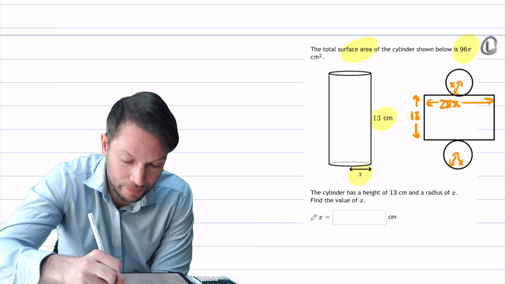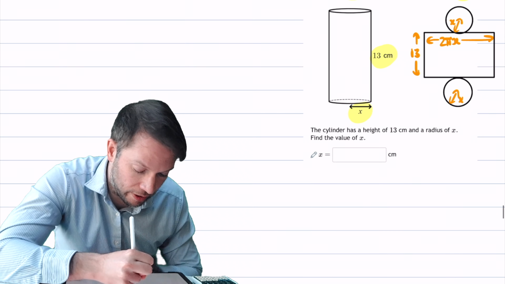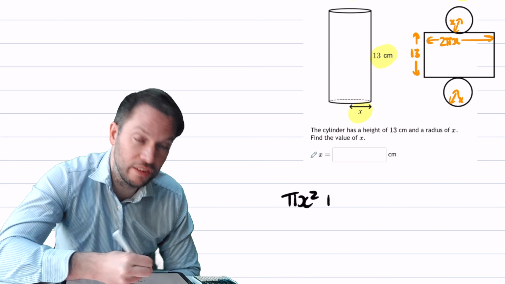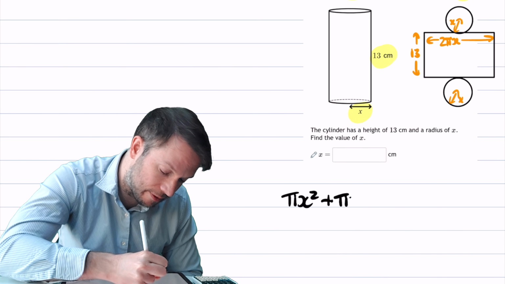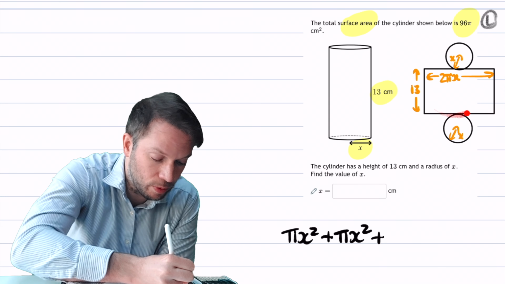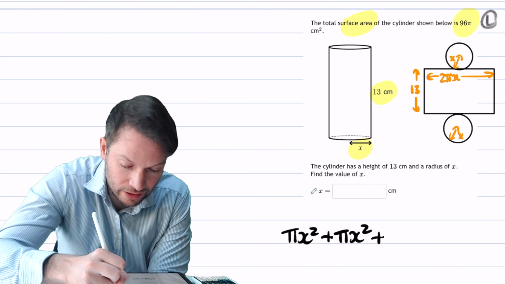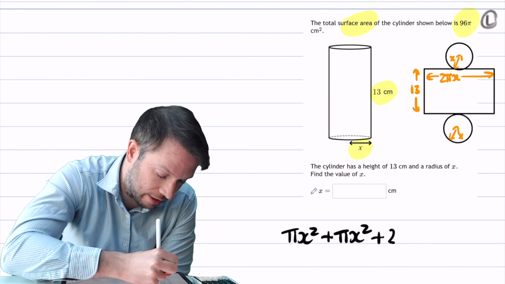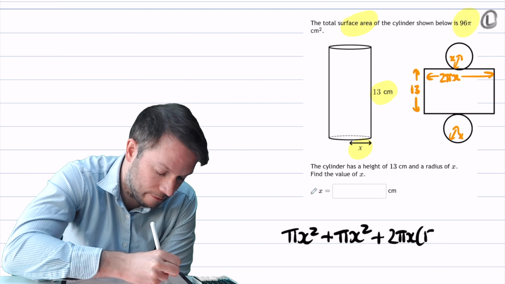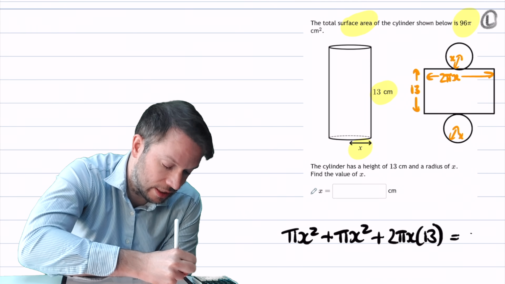So let's do that. We've got a circle up here, that's area pi x squared. So we've got pi x squared plus the circle at the bottom, which is another pi x squared. And then we've got the area of this rectangle, which is just length times width, so 2 pi x times 13. And that total surface area, we're told, is 96 pi.